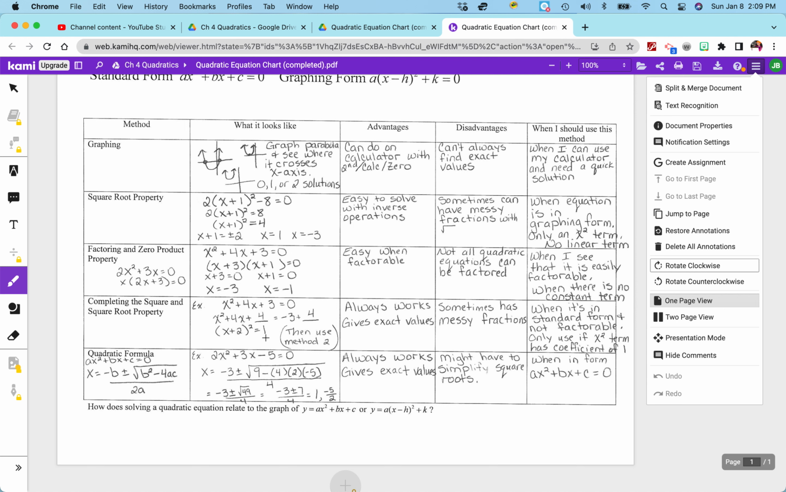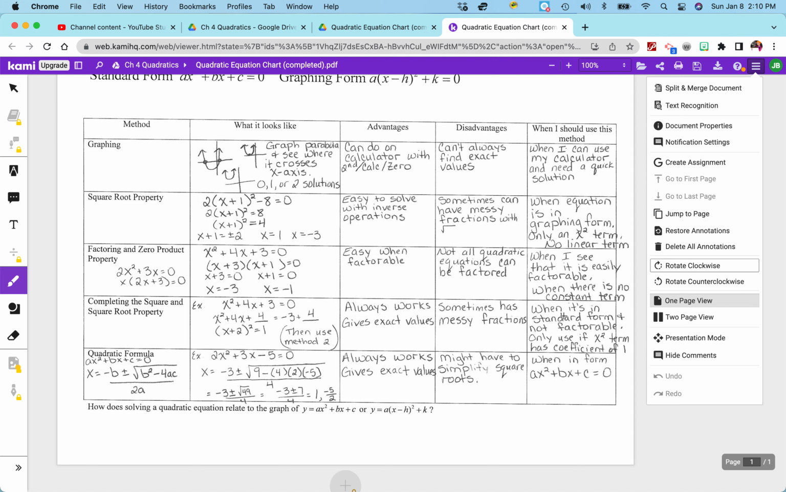And then you actually use method 2, the square root property. Notice it looks just like this example here. So what I would do next is I would square root both sides. I would get plus or minus the square root of 1, which is 1, and then subtract 2. So you can kind of look up here for what you would do next. An advantage of completing the square is it always works and it gives exact values. The disadvantage is sometimes you end up with messy fractions.